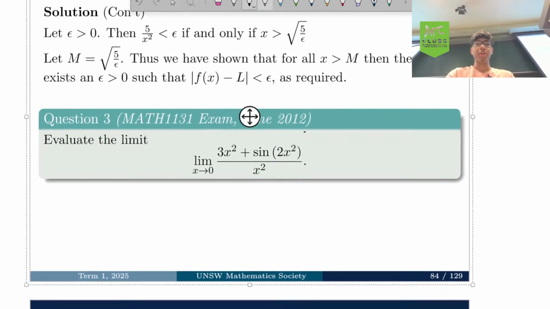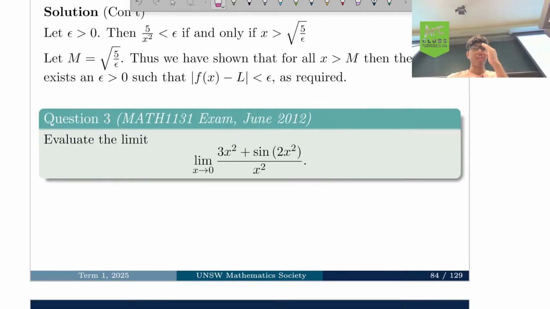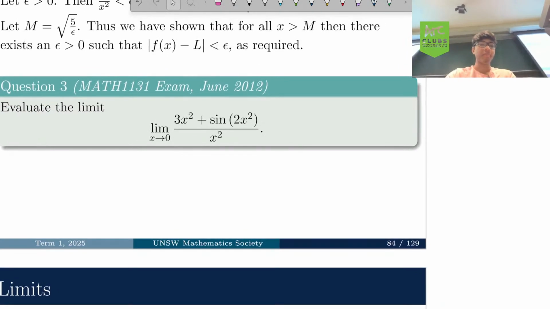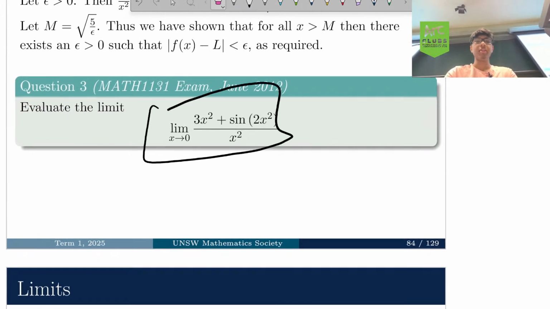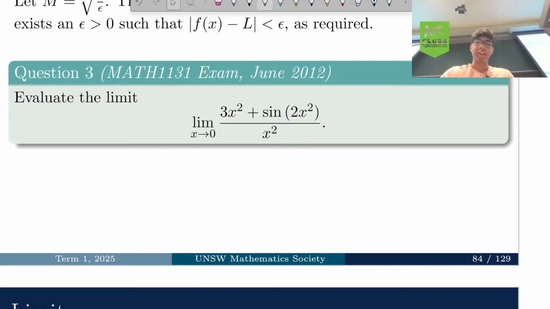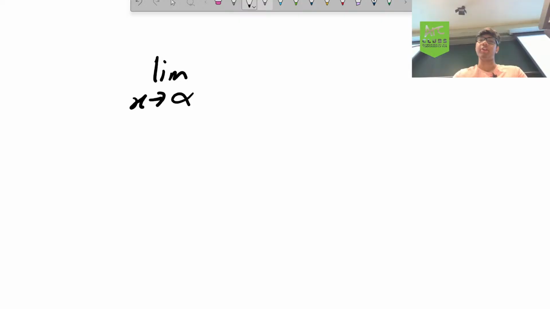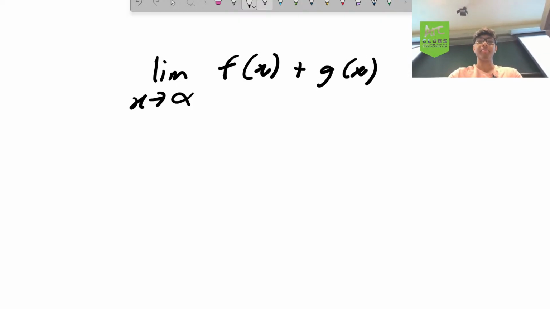Next one, we are going on to more limit stuff. So here we're doing limit as x goes to 0. Well, I know that to evaluate this, let me read this first. Limit as x goes to 0 of 3x squared plus sine 2x squared all on x squared. Well, there's a couple properties of limits here that are worth noting. Firstly, if I have the limit, so let's go x to some alpha, I really don't care what. And this is the limit of two things added together.